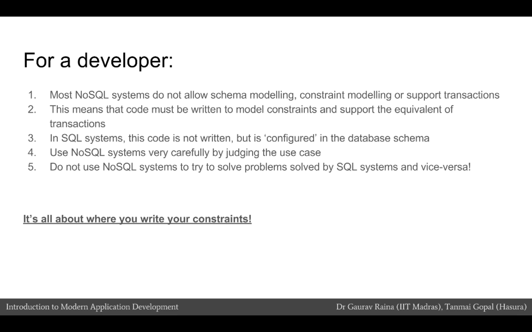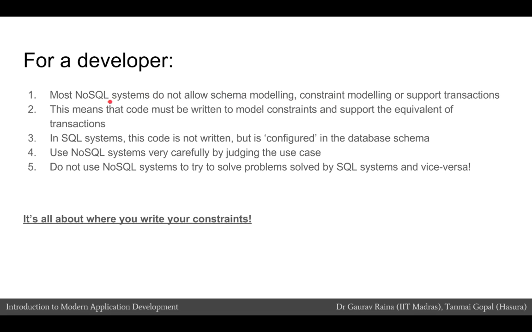From a developer's point of view, the main difference between a NoSQL database and an SQL database is about how we think about our constraints. As a developer, if we want the database to do the work of checking our constraints and making sure that constraints in our data models are validated, then SQL is a good fit. However, if we don't want the database to model our constraints and we're willing to do the extra work to gain features like scaling to hundreds of terabytes of data, then a NoSQL system is a good fit. For example, NoSQL systems do not allow modeling of schema, constraint modeling, or support transactions. Most NoSQL systems, though some NoSQL systems do support a subset of these features.